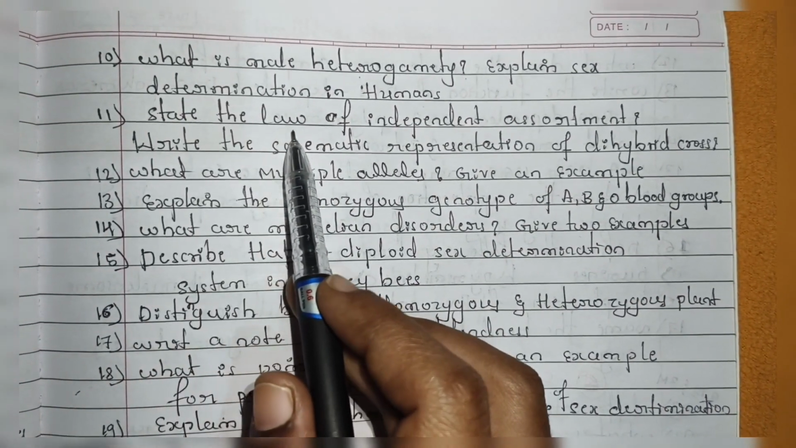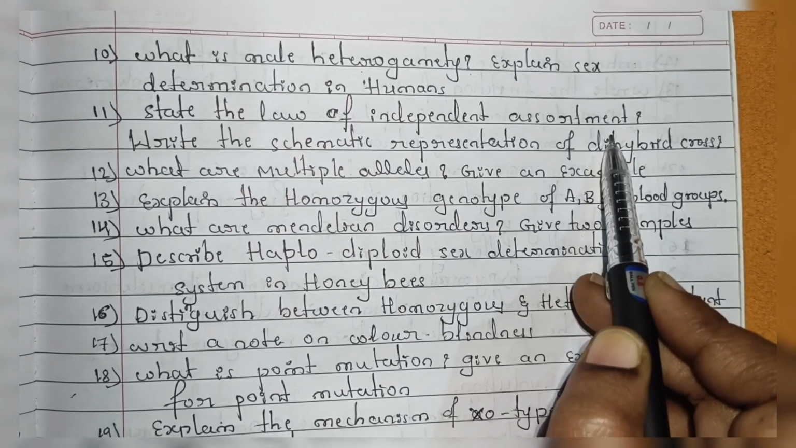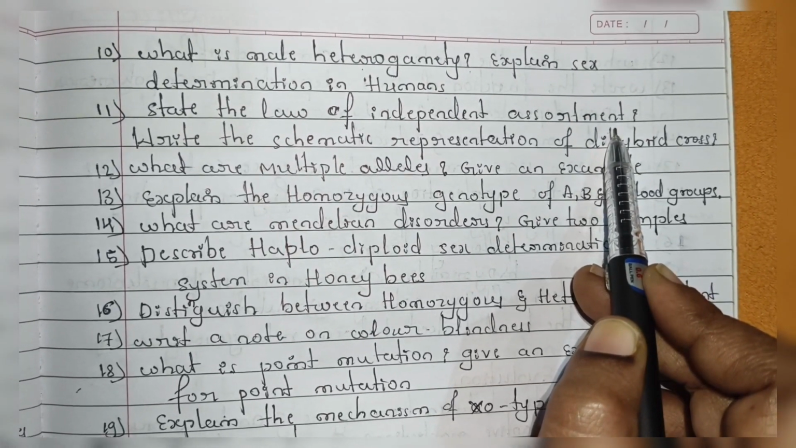Next 11th one is state the law of independent assortment. You have to write the statement of the law of independent assortment.